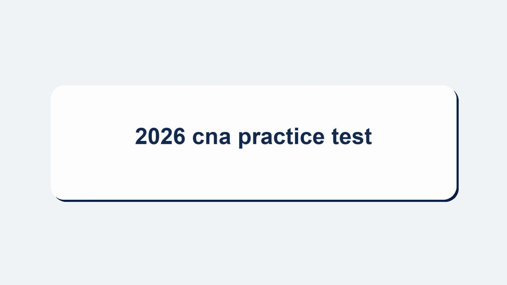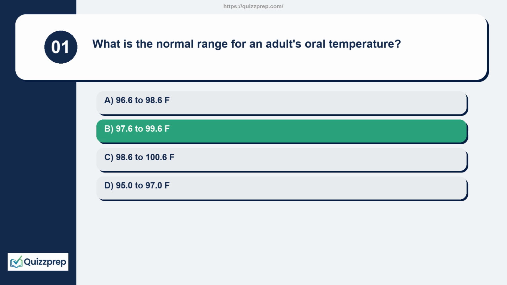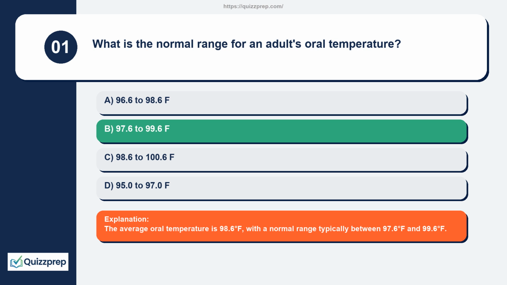2026 CNA practice test. Question 1. What is the normal range for an adult's oral temperature? 96.6 to 98.6 F, 97.6 to 99.6 F, 98.6 to 100.6 F, 95.0 to 97.0 F. The average oral temperature is 98.6 degrees Fahrenheit, with a normal range typically between 97.6 degrees Fahrenheit and 99.6 degrees Fahrenheit.